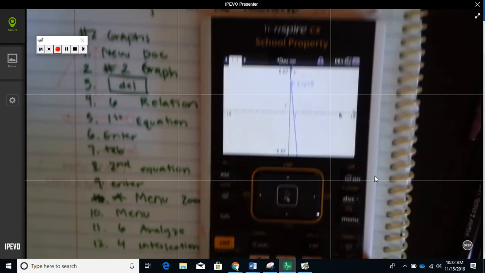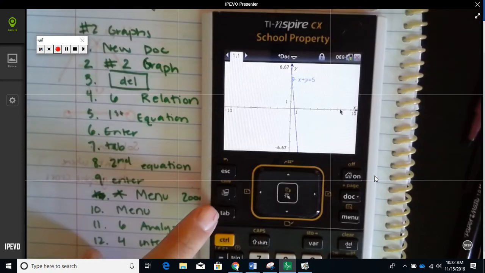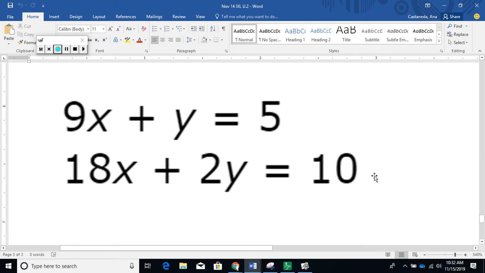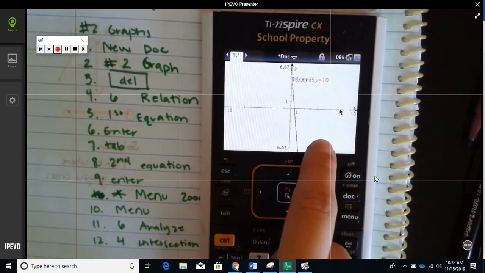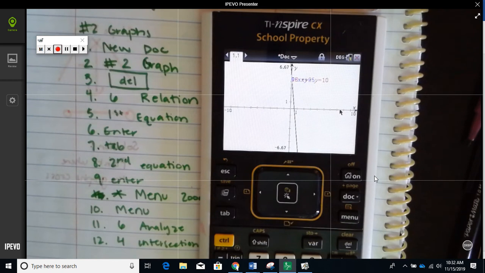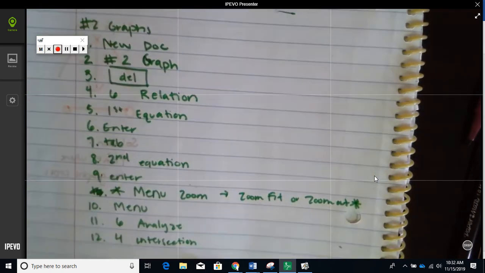Then you press tab to do the other equation. Press tab. The other equation is 18x plus 2y equals. Don't give away the ending for everybody. All right. Press enter. What do you notice? They're the same exact line.